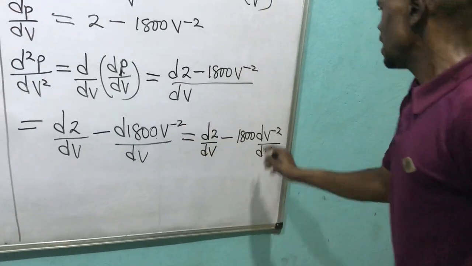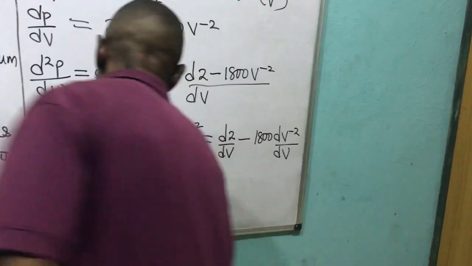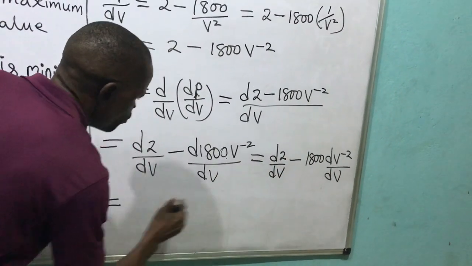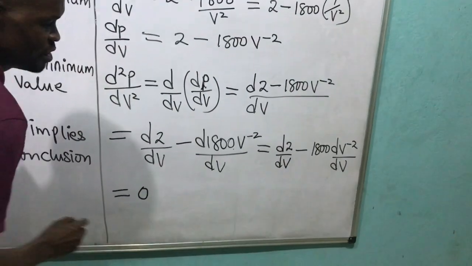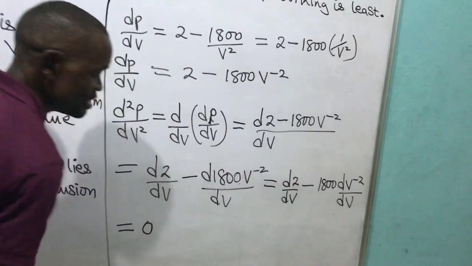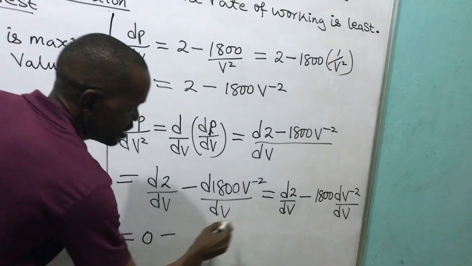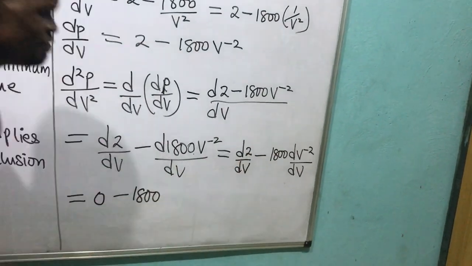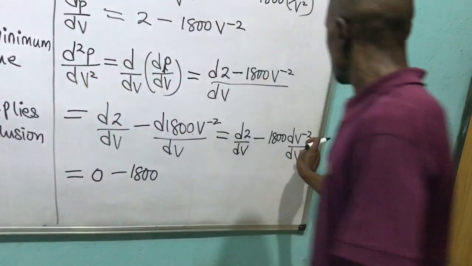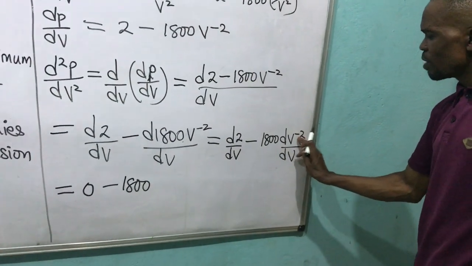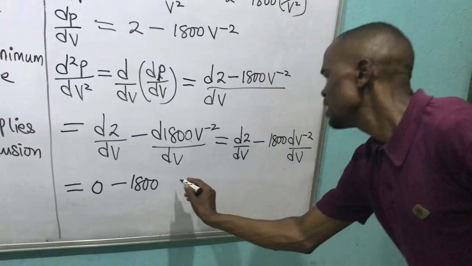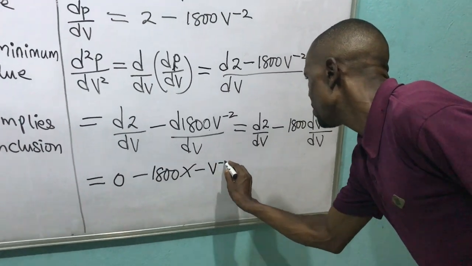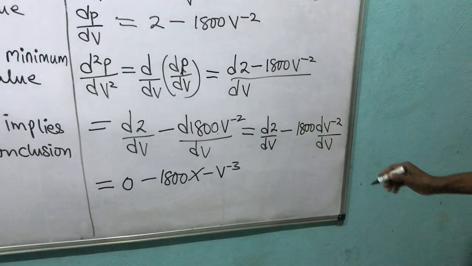Now this can be done in this way by saying differentiating 2 with respect to v is equal to 0. Differentiating 2 with respect to v is 0. Then minus 1800 differentiating v raised to power minus 2. Differentiating v raised to power minus 2 will give me minus 2 times v raised to power minus 3.